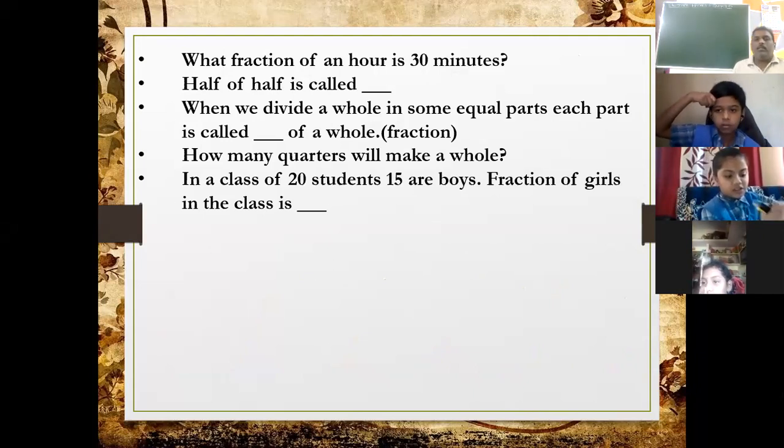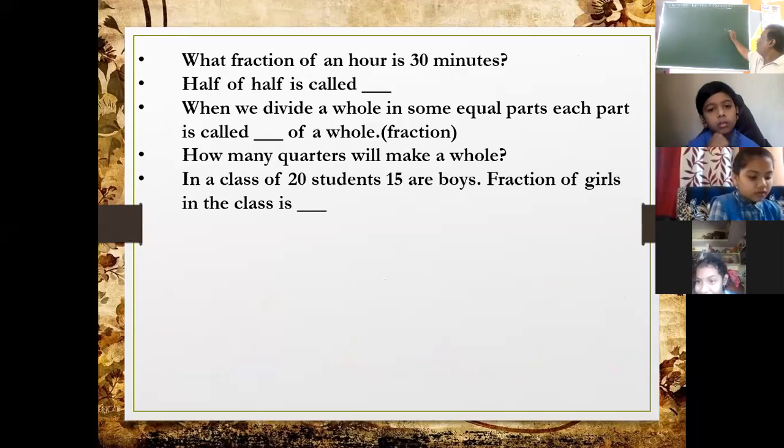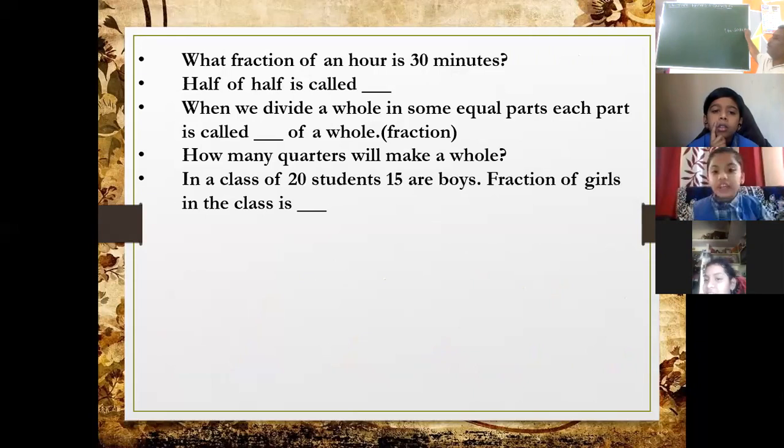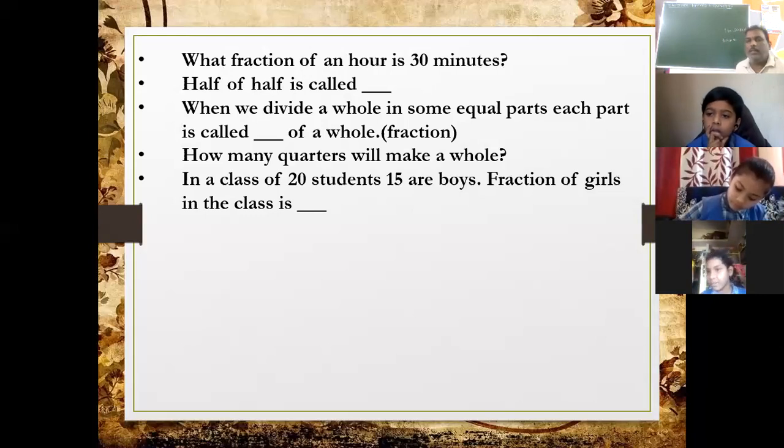What fraction of an hour is 30 minutes? 1 hour, how many minutes? 1 hour is 60 minutes. He is asking about 30 minutes. What fraction is 30 minutes? Out of 60 minutes, exactly half is taken. 30 minutes is half of 60. So 1 by 2 is the fraction.